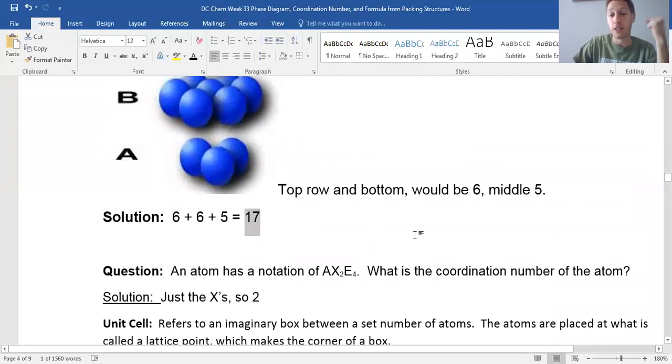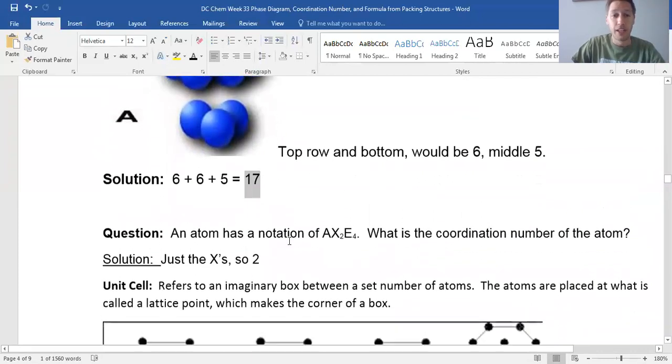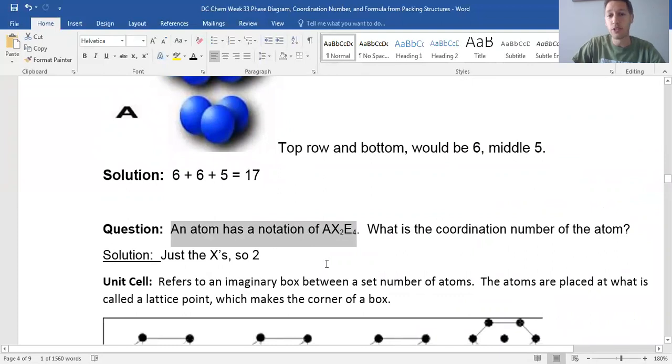So if you get a question related to your molecular shape from before, if I give the notation, hey, the atom has this notation, again, X is the atoms attached, and E is the lone pairs. What's the coordination number? Oh, X is 2. So that'd be the answer.